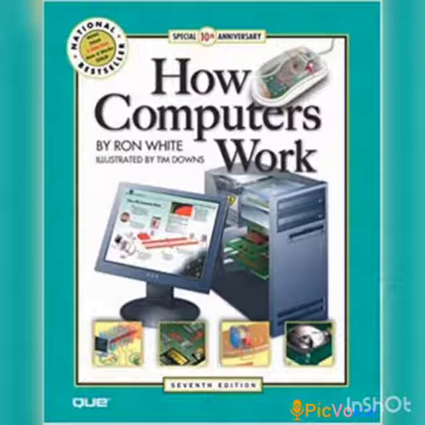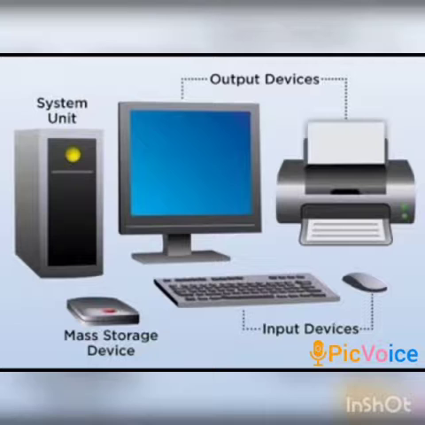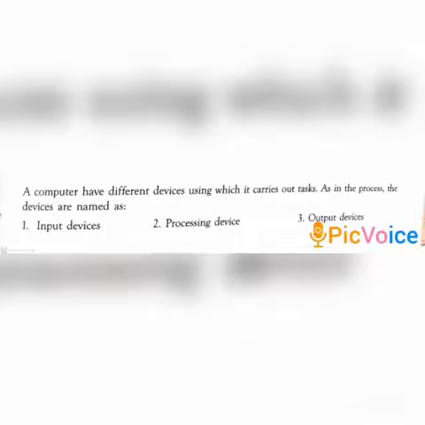In the previous class we learned about how a computer works: input, process and output, and some real life examples of the IPO cycle. Did you understand that? Okay. Today we learn about computer devices. There are 3 types of computer devices. First one, input devices. Second one, processing devices. Third one, output devices.